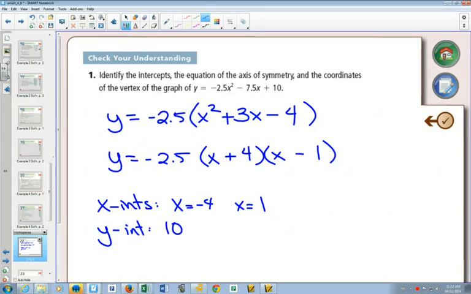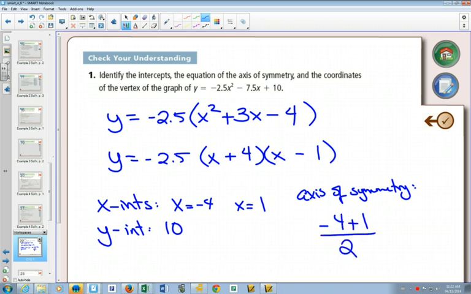So if it's negative 2.5x squared, does that mean it'd be negative 0 minus 0 plus 10? I thought so. The nice thing about the factored form is you can find the axis of symmetry quite easily because it's going to be right in between your two x-intercepts. So what we highlighted on the other page says add your two x-intercepts together and divide by 2, and your axis of symmetry here would be negative 3 over 2.